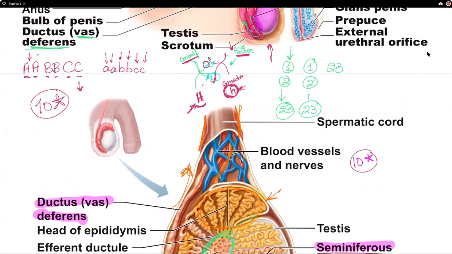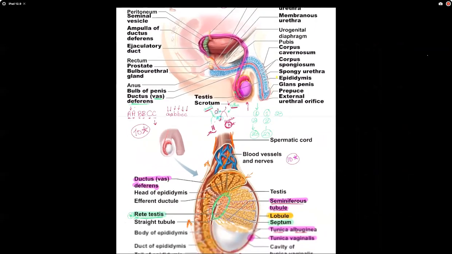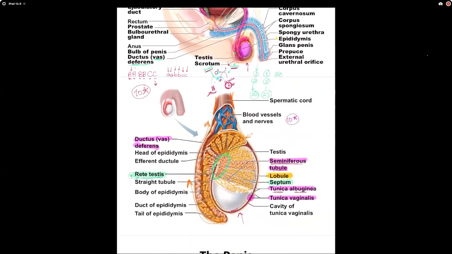You've got the nerve fibers for the innervation. You've got the blood vessels, either arteries carrying the oxygenated blood to the testis, or the pampiniform plexus of veins that will drain the deoxygenated blood away from the testis back to the heart. So again, what we're looking at here is a 10 stars diagram. Must be on your test.